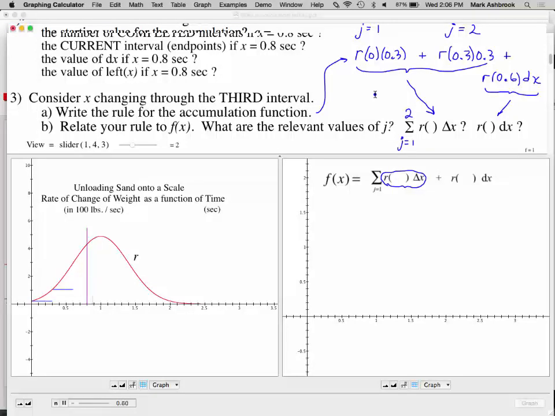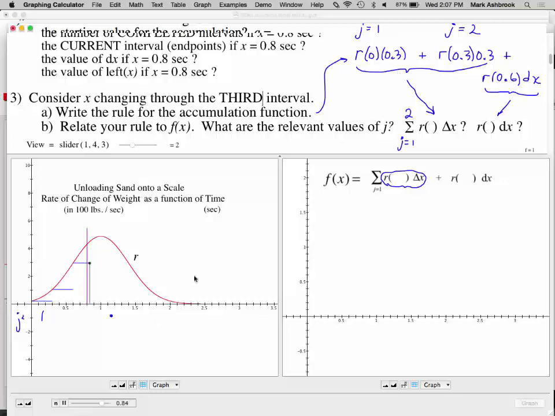So how many terms do we have when the current interval is the third interval? How many things are we going to sum up with a summation sign? 2. We're going to have an r delta x when j equals 1. That's the first completed interval. So this is j equals 1 right here, and we'll get that total amount of change, R0 times 0.3. Complete, right?